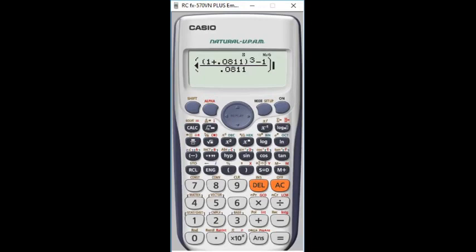So simply click on the equal sign in order to find the final value, and here we can see it is giving the value 12,999.5, which is almost equal to the value 13,000, which is the target amount after 3 years.